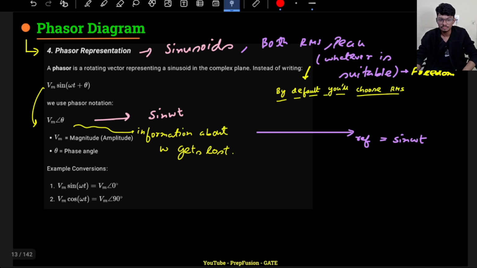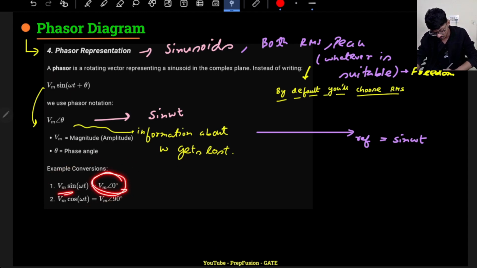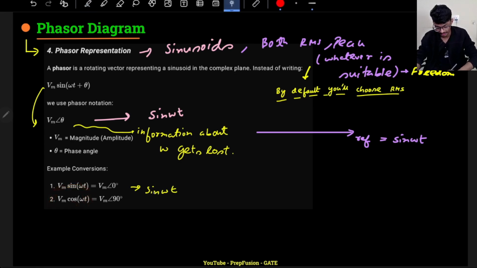Okay, so let's say I have this example. This is Vm sin omega t. I have chosen sin omega t as the reference. So this sinusoid will be represented as Vm angle 0. That is, the peak value is the same, but the phase shift is 0 because I have chosen a sinusoid as reference. So here you understand internally that sin omega t is the reference. Here, Vm cos omega t: how can I write it in terms of phasor? I have written Vm angle plus 90.